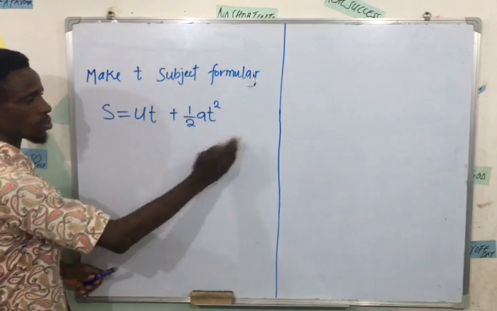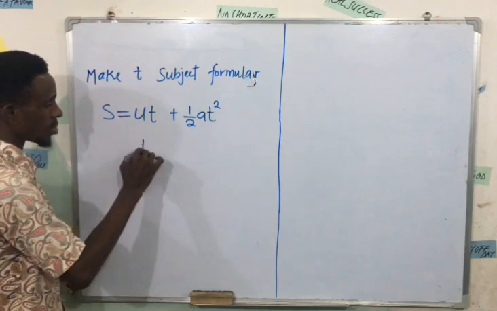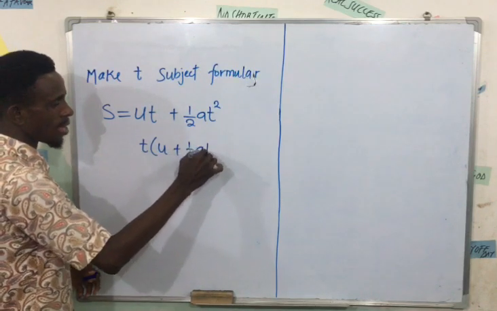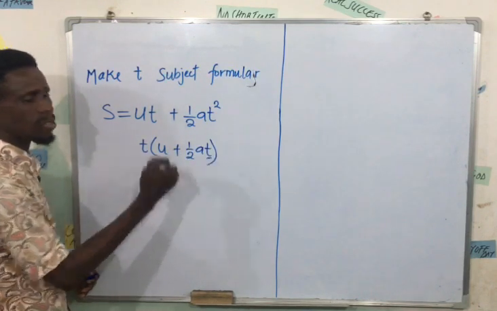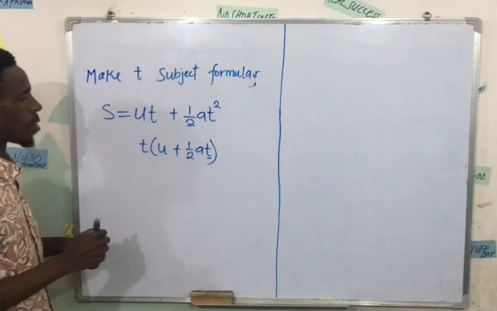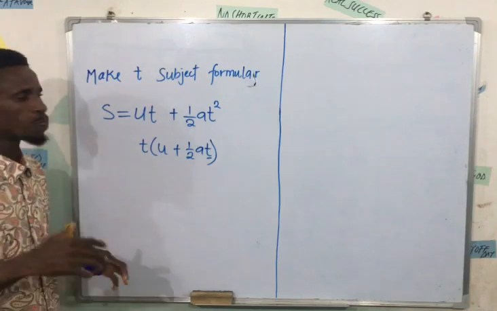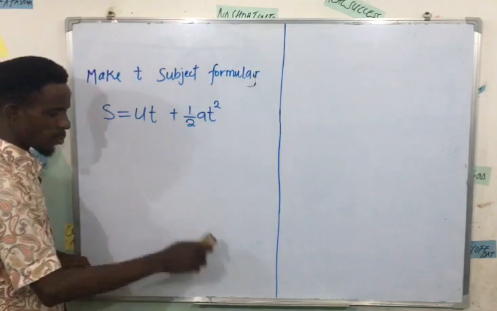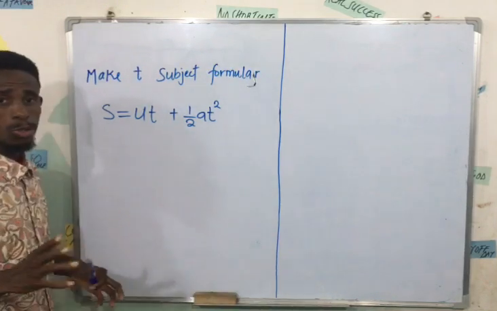If I decide to factorize t out, I will have something like this: t into u plus half at. You see, t is still found here. So it looks a little bit difficult to make t the subject of this formula. But this is the idea I want you to have.